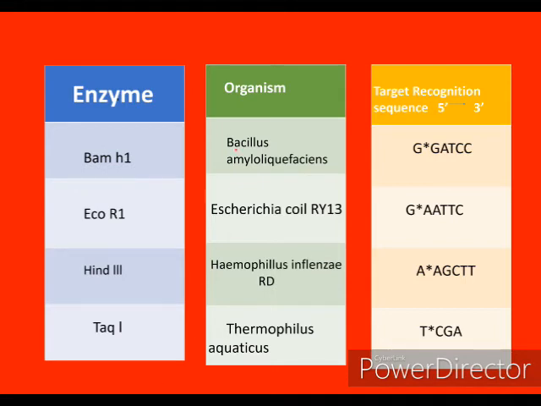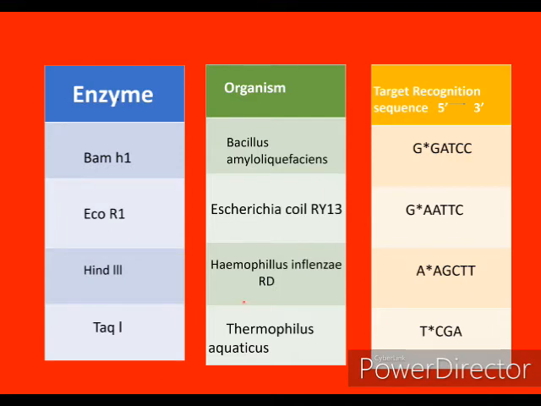These are different restriction enzymes which are very important for your exam, competitive exams. First enzyme is BamHI. It is a restriction enzyme which is isolated from the organism Bacillus amyloliquefaciens, and its recognition site is GGATCC, cuts between G and G. Similarly, EcoRI, derived from Escherichia coli RY13. Recognition site is GAATTC, cuts between G and A in both strands.